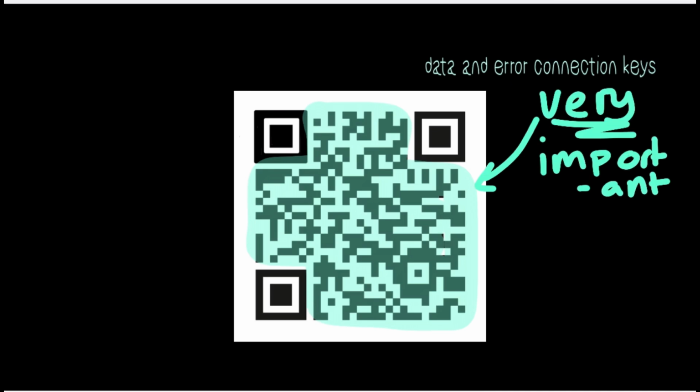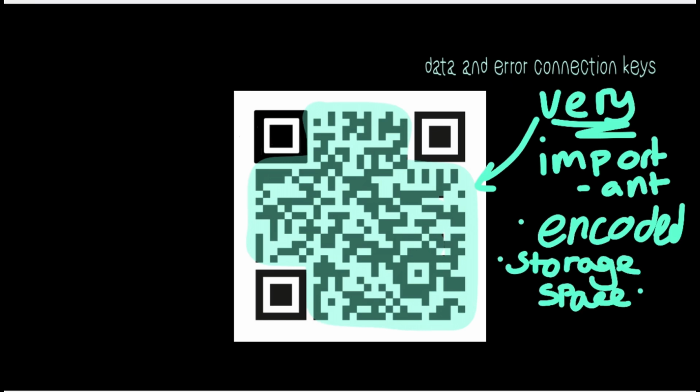Now this highlighted bit here is called the data and error correction keys, and they're really important because they're the extensive areas where data is encoded, which essentially serve as storage space for the data. It also accommodates error correction blocks, allowing up to 30% of the code to be damaged while remaining readable. Oh, that's a mouthful to say. I literally got it from my book.